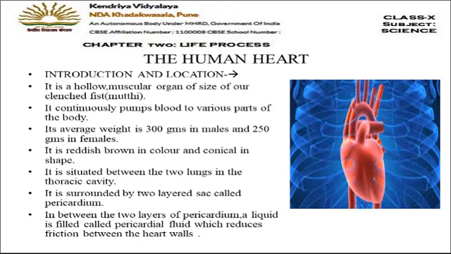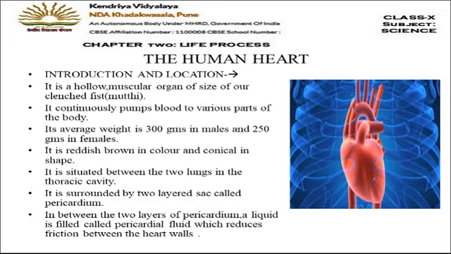Human heart is a hollow and a muscular organ of size of our clenched fist. As you can see in the diagram here, the size of the heart is like a clenched fist. Clenched fist means muthi. Okay, and this heart is a muscular organ. That means it is made up of muscles and it is hollow from inside.